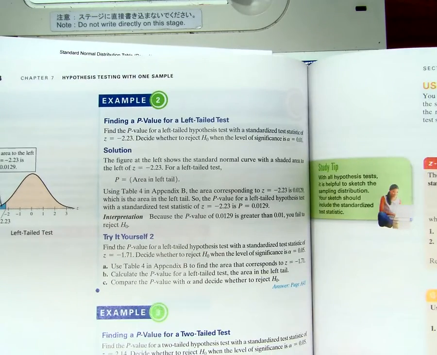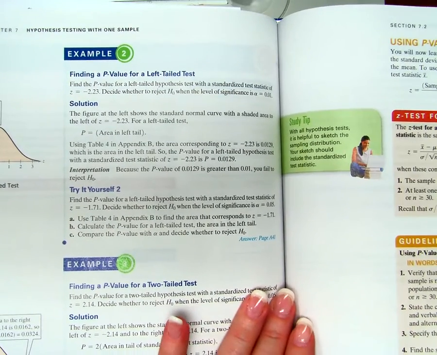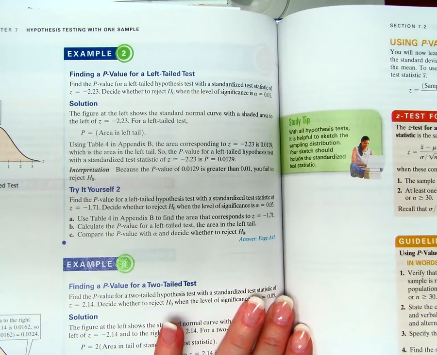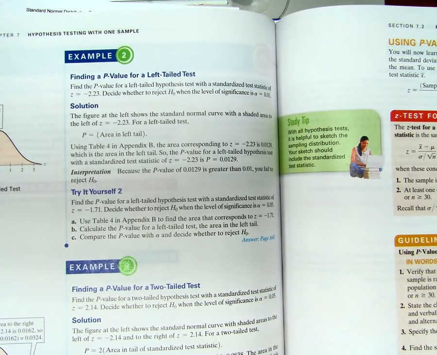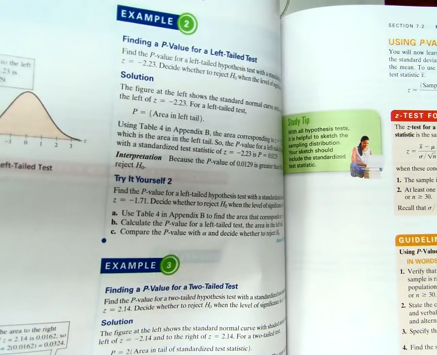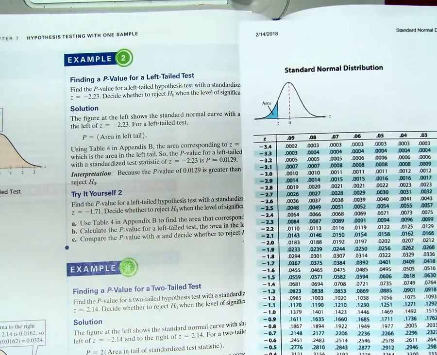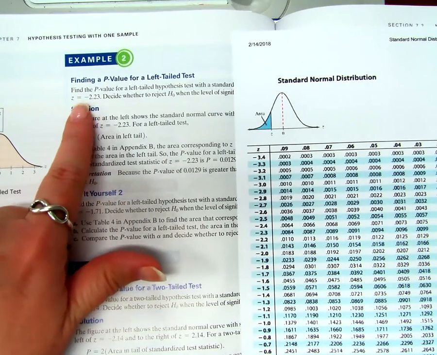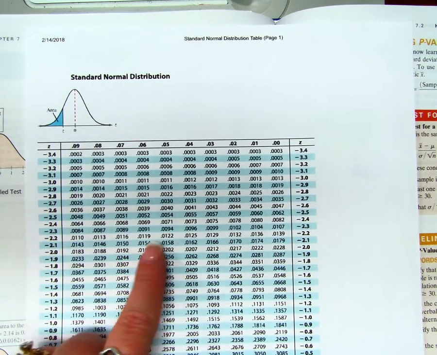Example number 2. Find the p-value for a two-tailed hypothesis test with a standardized test statistic of z equals negative 2.23. Let's get our charts out. That's exactly what we need to do. Okay, we need to get our z tables out. Here's half of my z table. Fortunately, it's the one I need, right? Z equals negative 2.23.